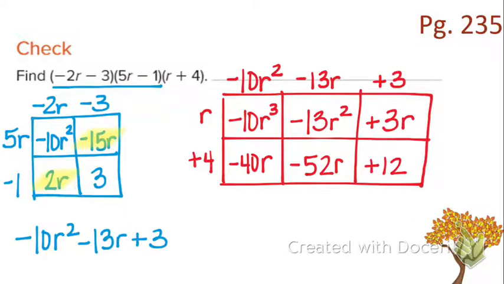Oh, wait a minute. What did I mess up? The negative who? Oh, the negative. That should have a square. Thank you so much, Jaden. That should have a square on it. Because it's negative 10r squared times 4. That's negative 40r squared. Yes.